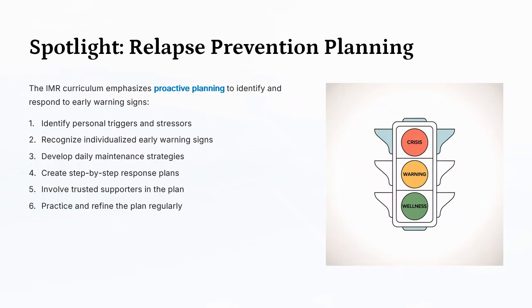Creating a living document. The relapse prevention plan is not a static document. It's meant to be reviewed and adjusted over time. Individuals are encouraged to revisit the plan regularly, especially after a setback, to incorporate new coping strategies and update the list of triggers and warning signs. This process reinforces the individual's belief in their ability to stay well.